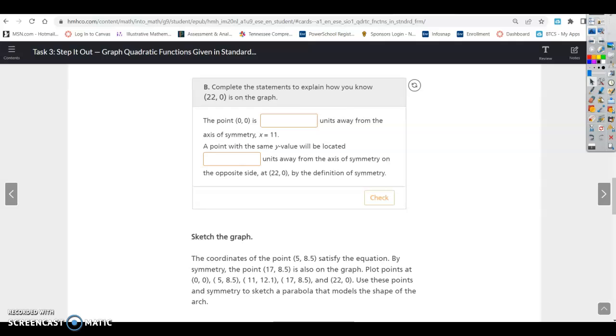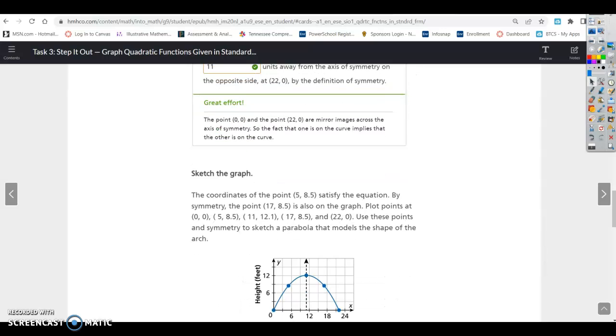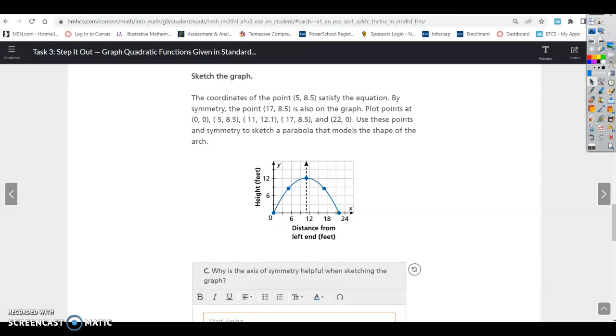All right, complete the statements to explain how you know 22, 0 is on the graph. Okay, so the point 0, 0 is 11 units away from the axis of symmetry. The point with the same y value will be located 11 units away from the axis of symmetry on the opposite side. So 22, 0 by definition of symmetry. So again, you're just adding and subtracting the same number to the axis of symmetry to get 2 additional points on each side of the vertex.